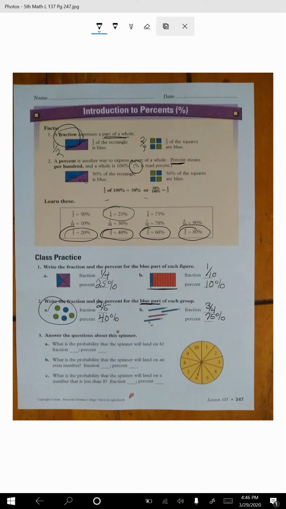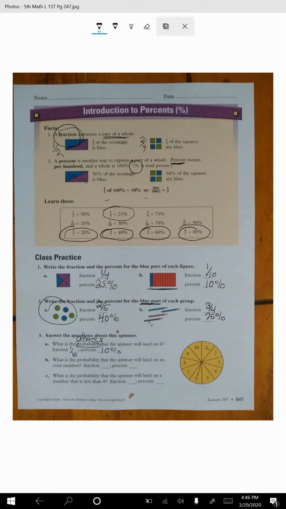All right. Down below, we have a game spinner. We have 1 through 10. And they want us to answer questions about that. So what is the probability? When you see the word probability, think of the word chance. What is the chance that the spinner will land on 6? Well, there's only one 6, yet there's 10 numbers. So the fraction, I'm going to write it real small here. It's 1 out of 10, and that would be 10%.